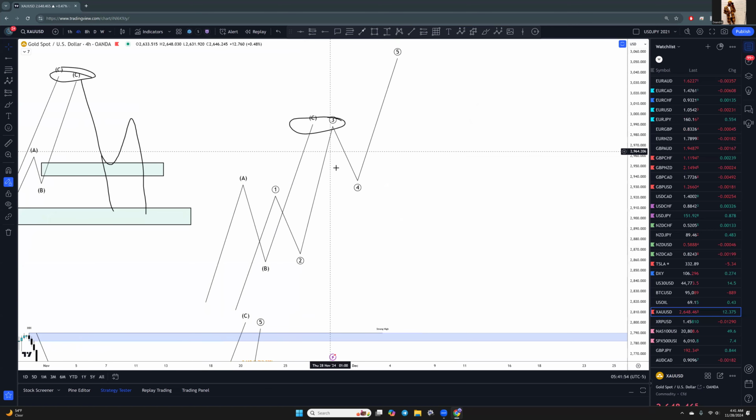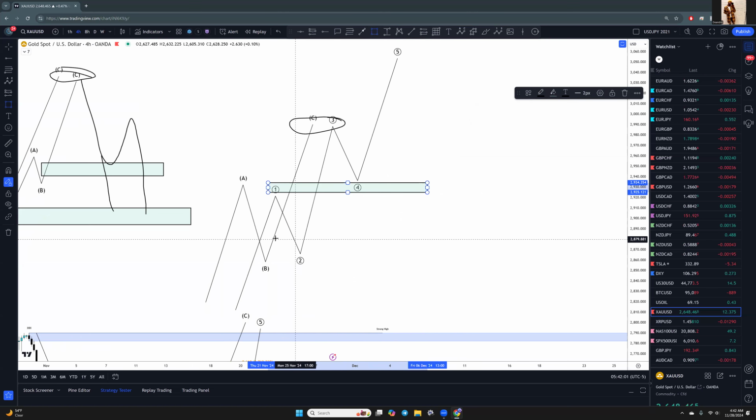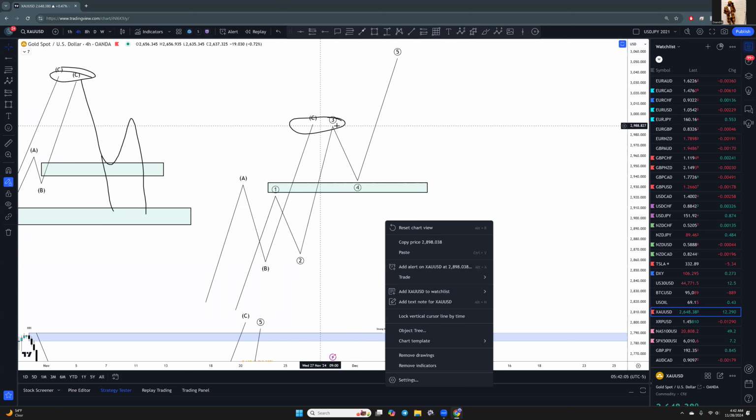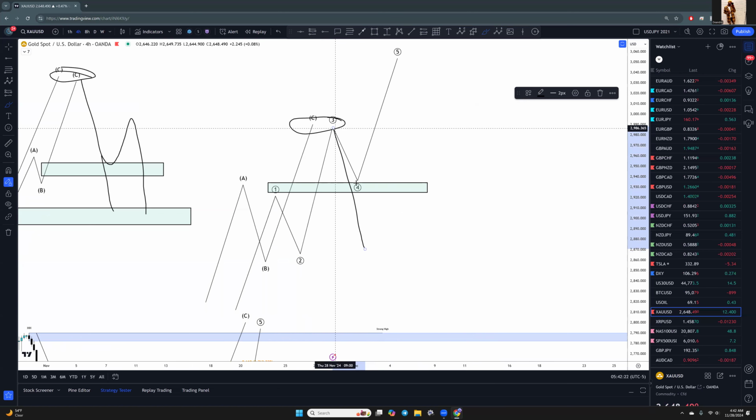Now, when it comes to a 3 of C, we are only able to target around this area. It gets risky when you target B on this one, and I'm going to show you why. So when it comes to a 3 of C, we don't necessarily know if it's going to be a 1, 2, 3, 4, 5, or if it's going to be an ABC structure. Okay. So with that being said, you don't want to try to target too far down here just for it to actually come to this point and then go back towards the upside.